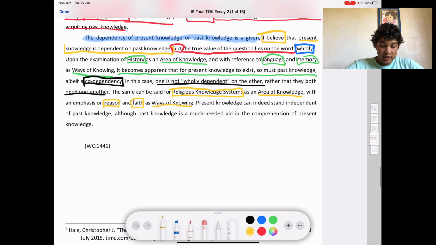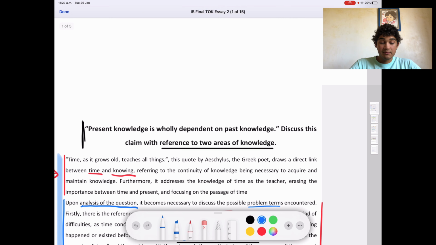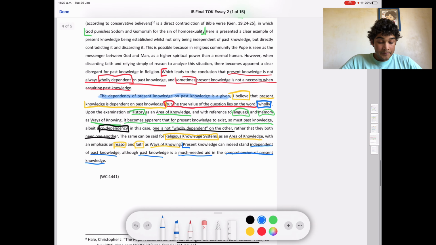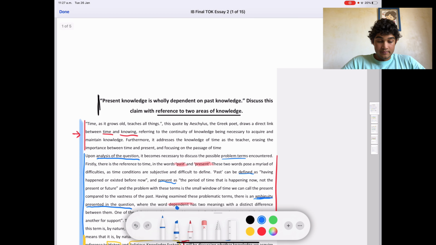So here, I just conclude. Again, this is the ending sentence, which is very, very important. And it says, present knowledge can indeed stand independent of past knowledge, although past knowledge is a much needed aid in the comprehension of present knowledge. So bringing this back to this claim, just so you can understand the importance of it, what I'm saying is, present knowledge can stand independent of past knowledge.